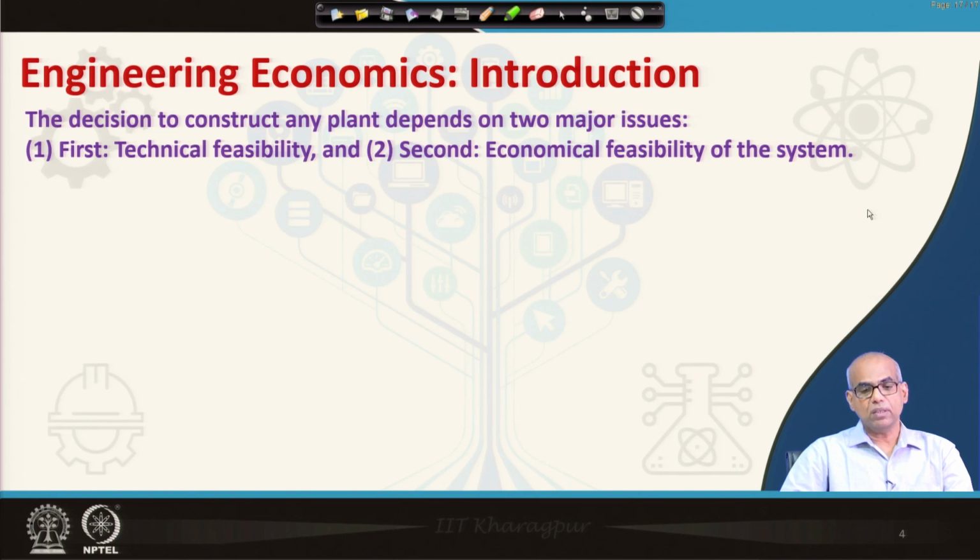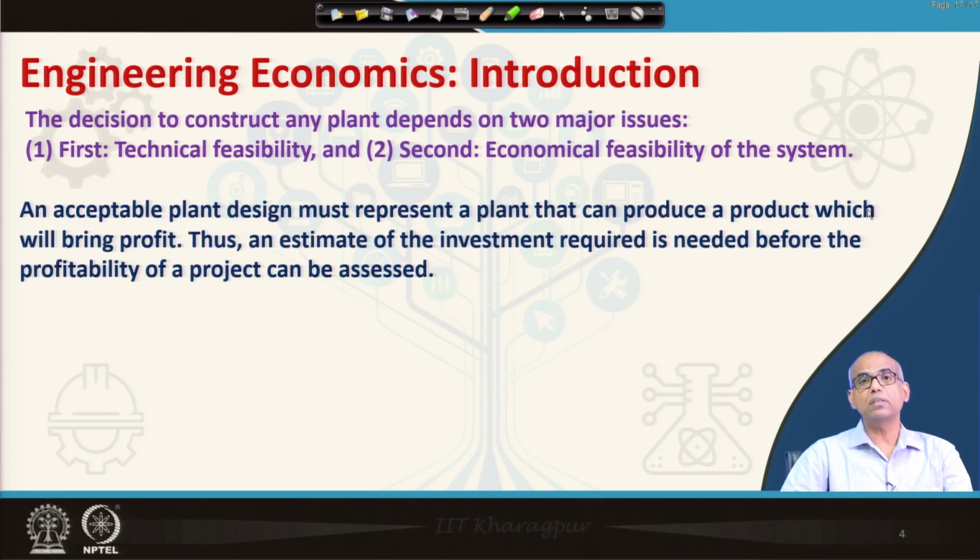The decision to construct any plant depends on 2 major issues. One is technical feasibility of the proposal and second, economical feasibility of the proposal. So, once the technical feasibility is done, economic feasibility needs to be addressed. An acceptable plant design must represent a plant that can produce a product which will bring profit to the manufacturer. Thus, an estimate of the investment required is needed before the profitability of a project can be assessed.